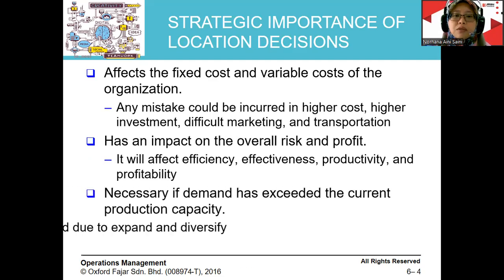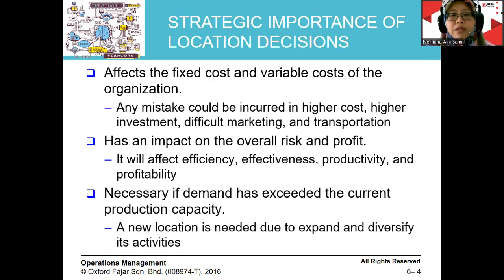First, let's look at why the location decision is very important to the business. Number one, it will affect the fixed cost and variable cost of the organization. If we choose the wrong location, it will definitely incur costs. Any mistake could result in higher costs, higher investment, difficult marketing, and transportation problems. For example, you may need to bring raw material from the port to your organization, and that will incur transportation costs.